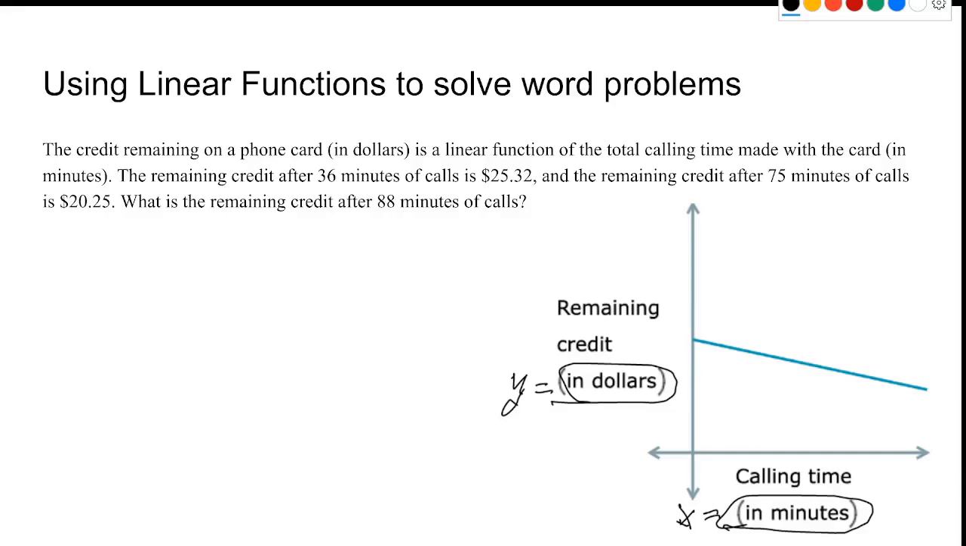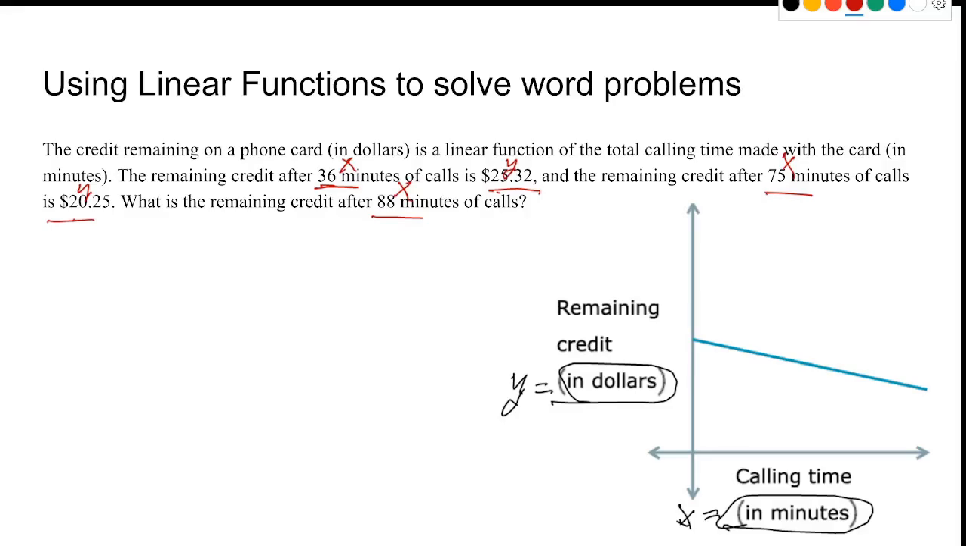Okay, so first of all, as we read through this, we've got credit remaining on a phone card in dollars is a linear function of total calling time made with the card. So the remaining credit after 36 minutes, remember minutes are going to be x values, so that's an x, is 25.32, that's a y value. And the remaining credit after 75 minutes, which is also an x value, is 20.25. That's a y value. So what they've given us is two points. And then we want to find the remaining credit after 88 minutes, which again is an x value.